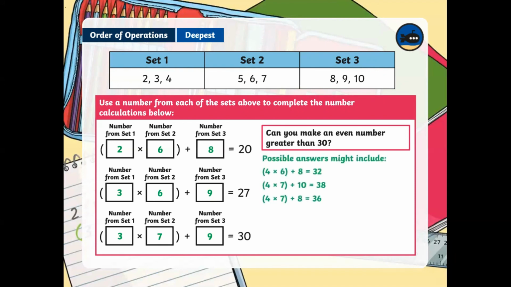The possible answers might include, if you try this, you can see if you got one of these 3 answers. 4 times 6 plus 8 gives us 32. We've got 4 times 7 plus 10, which gives us 38, which is the biggest one. And then 4 times 7 plus 8 gives us 36. So all of those are greater than 30, and they're all even.